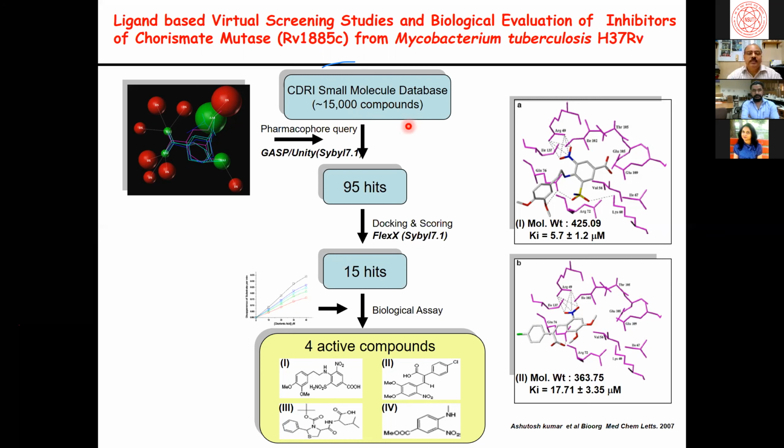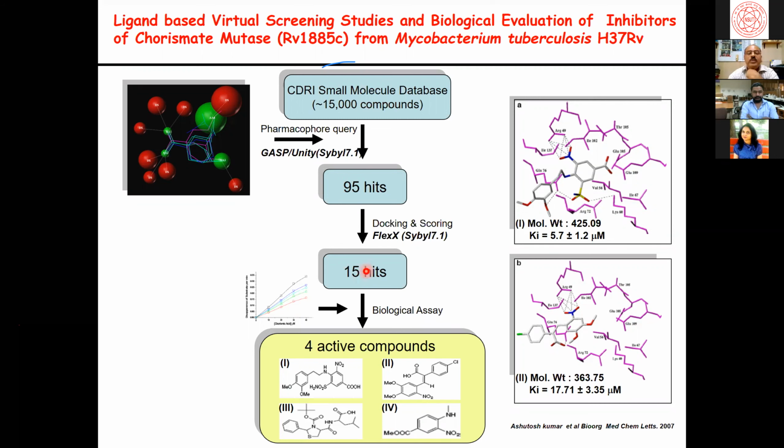This led to the identification of 95 hits based on the proposed query. Of these, further looking at the interaction analysis between the protein and ligand, we picked up 15 molecules for actually taking into the biological assay.